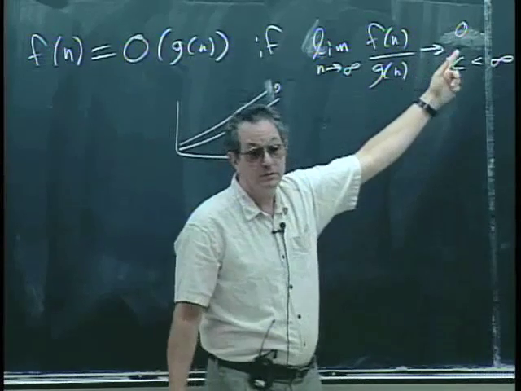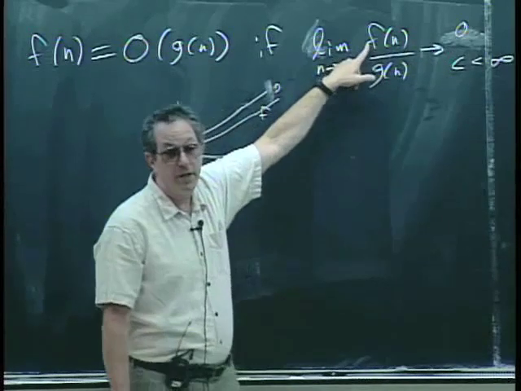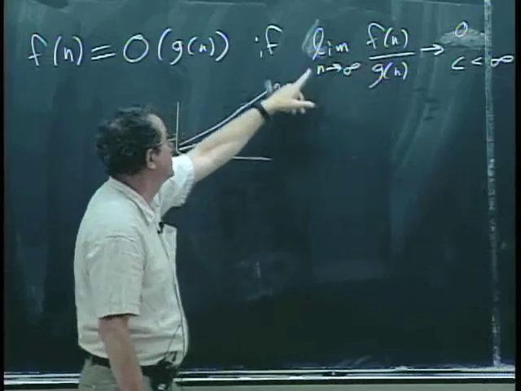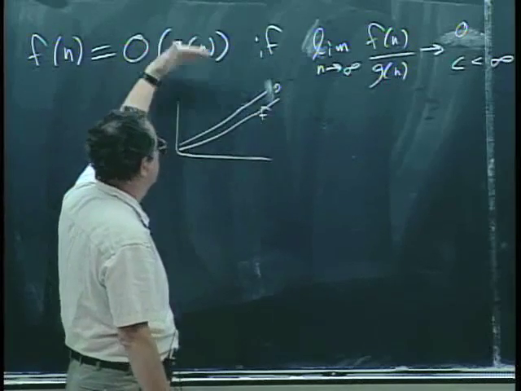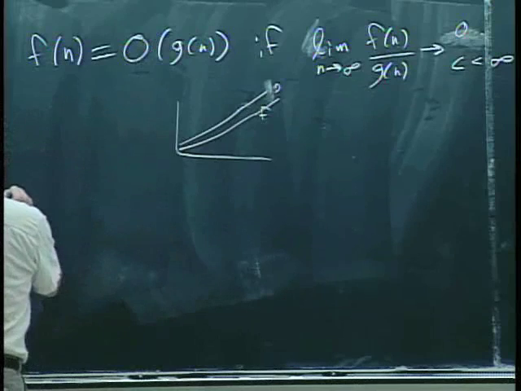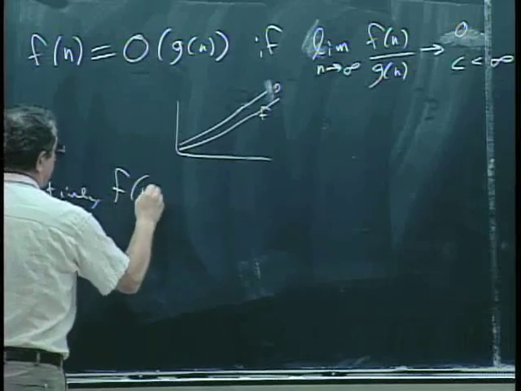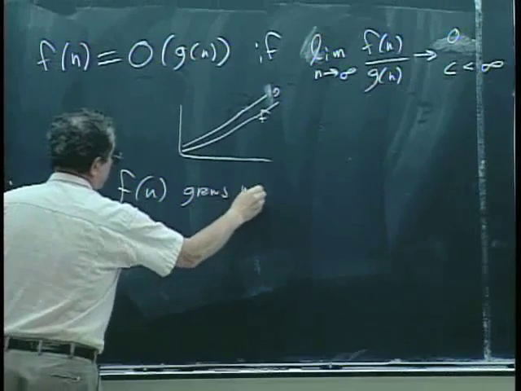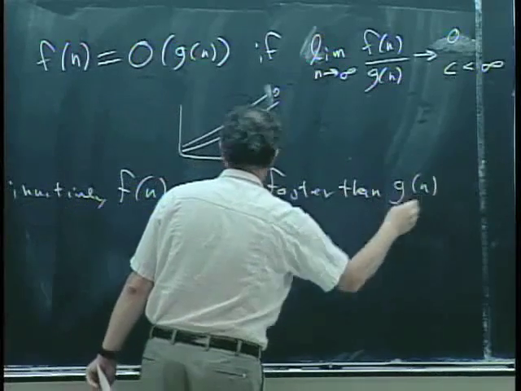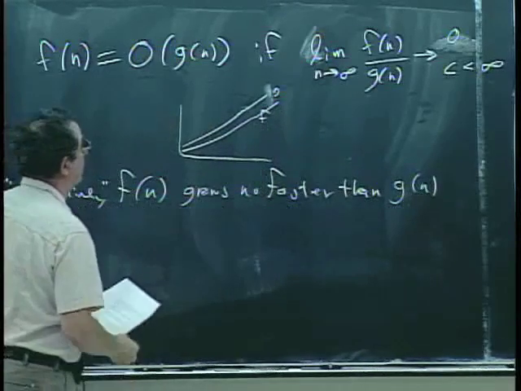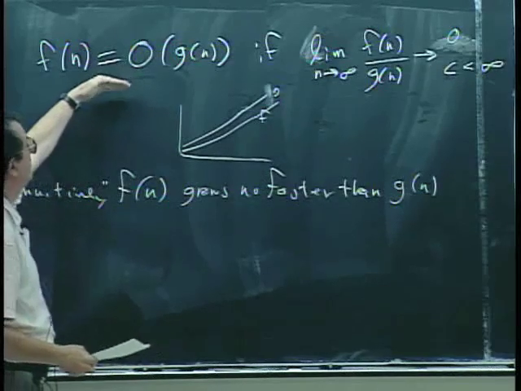We don't have infinity. This ratio shouldn't go to infinity. If it went to infinity, that means that F would really be growing much faster and bigger than G. But this notation is to say that G bounds F. F does not grow faster than G. So essentially, intuitively, F of N grows no faster than G of N. This is not a complete definition, but it is certainly a correct statement.